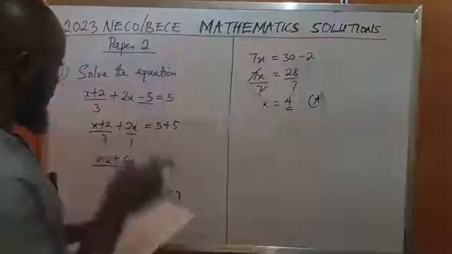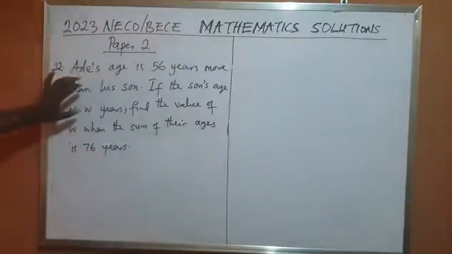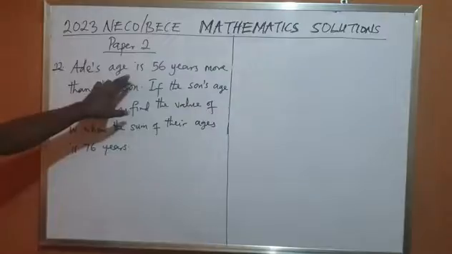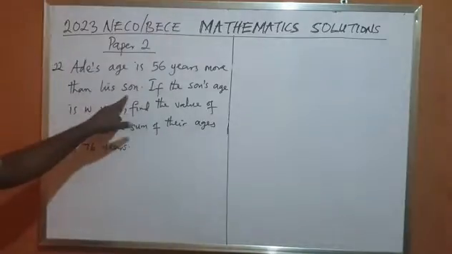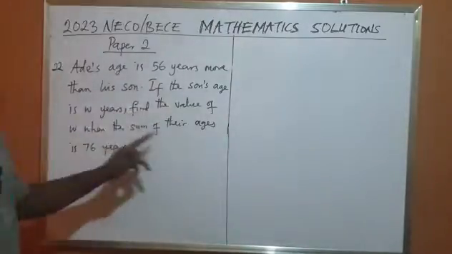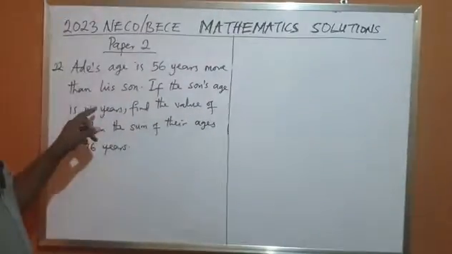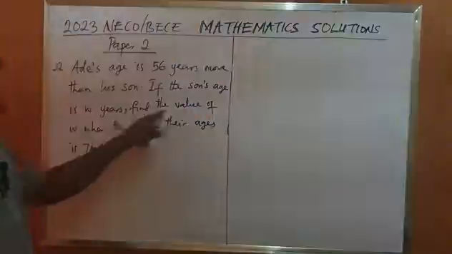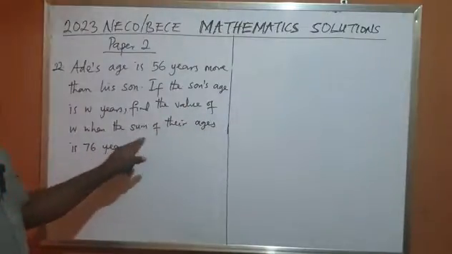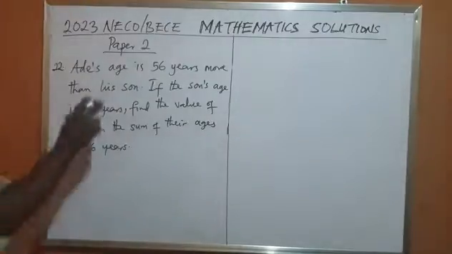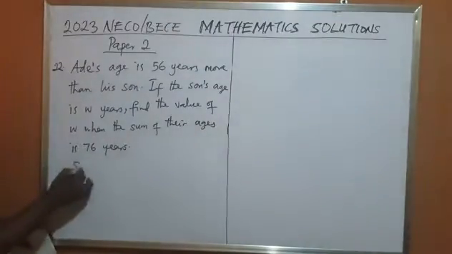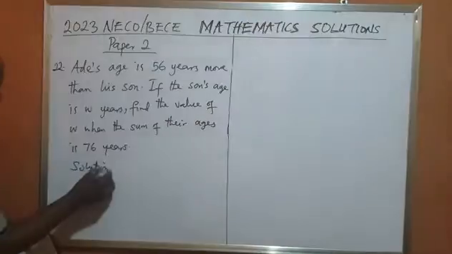The next question, question 22. The question says, Ade's age is 56 years more than his son's. If the son's age is W years, find the value of W when the sum of their ages is 76. So to solve this, it is a word problem. How are we going to solve it? It's very simple. We interpret.